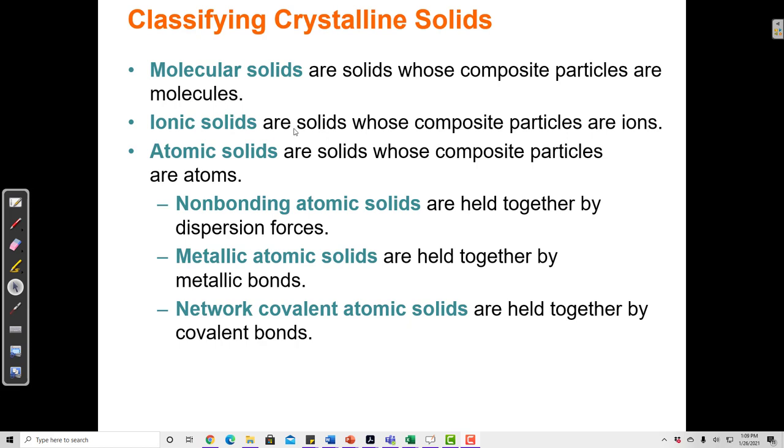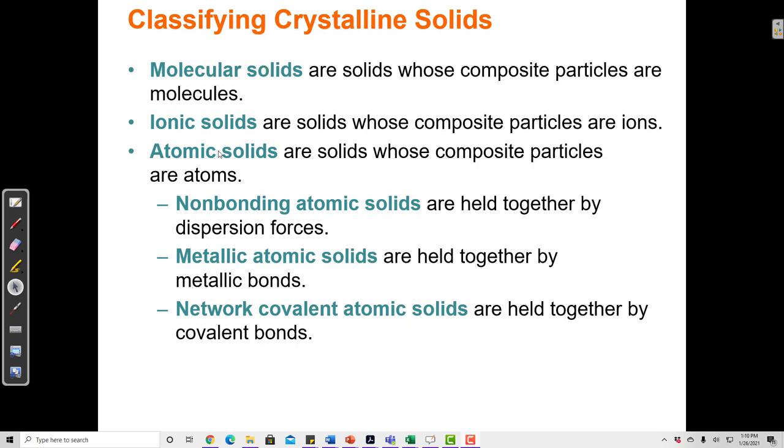Ionic solids are solids whose composite particles are ions. So if I have sodium chloride, and I know that's an ionic compound because it has a metal and a nonmetal, then if I'm looking at a solid compound composed of sodium chloride, then that's an ionic solid. So another word for molecular solid would be covalent solid.